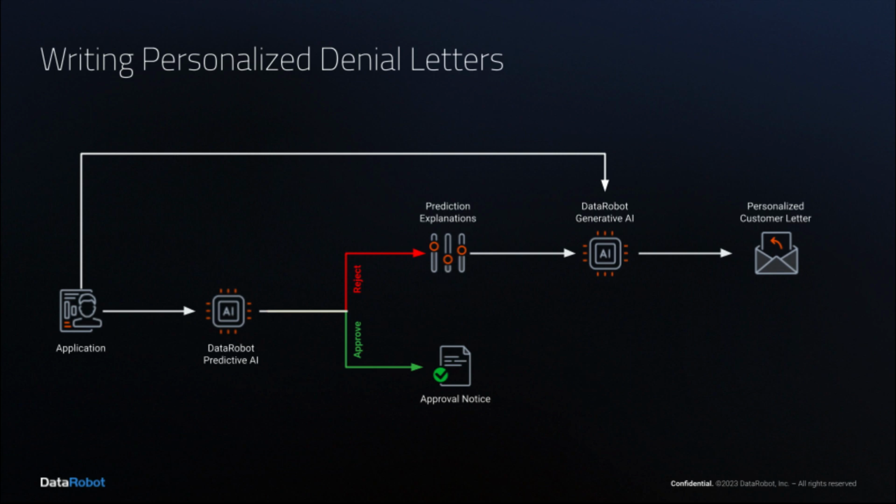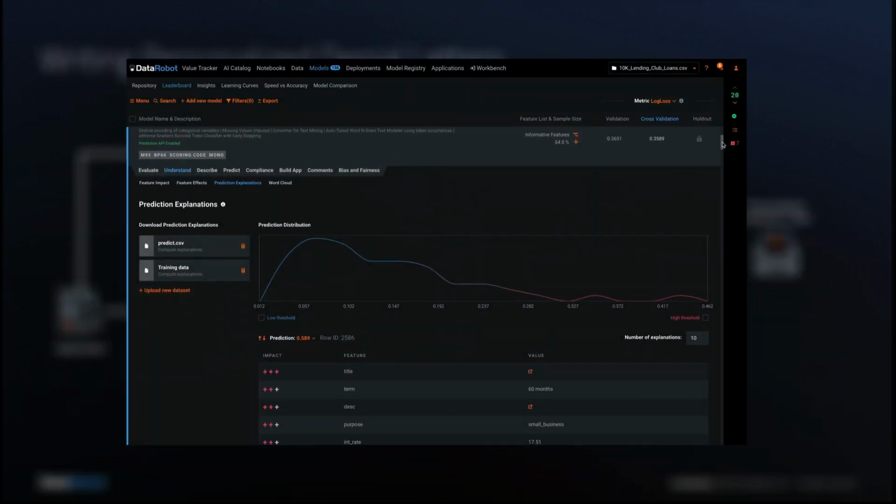In the loan industry in the U.S., this isn't optional. Lenders must provide an explanation for their decision. This diagram shows a predictive AI model making approval and rejection recommendations. Importantly, all DataRobot predictive AI models include prediction explanations that provide the rationale for each prediction.